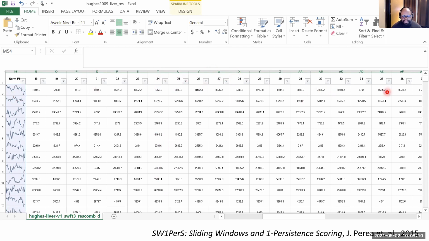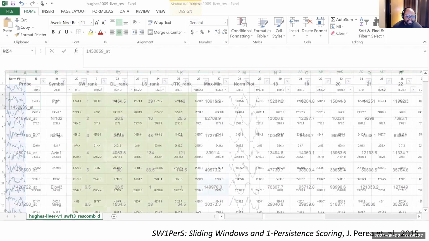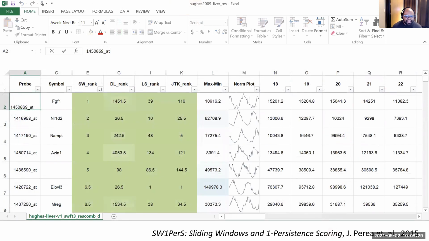And what the biologists wanted to know was, can you identify genes that are expressed in a periodic fashion? Okay. And of course, they won't tell you what periodic means. They just want it to look recurrent. But here is what happens when we apply this idea of sliding windows and persistence.